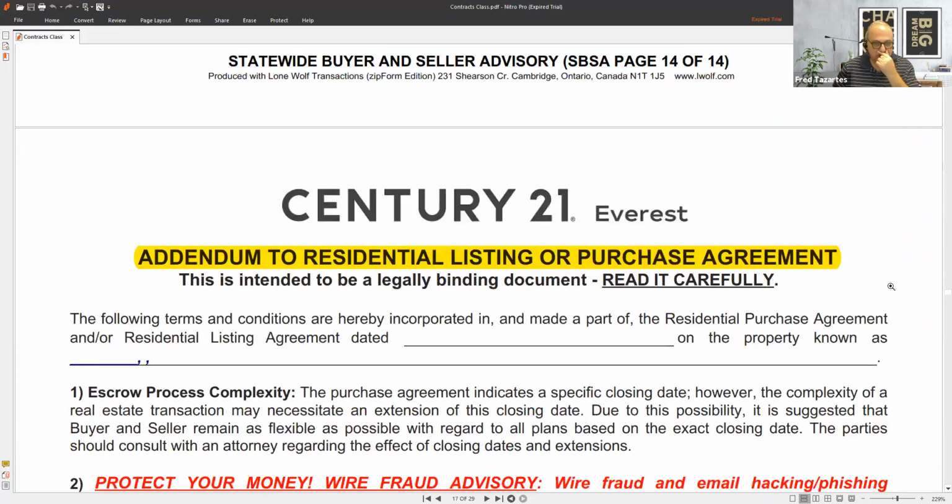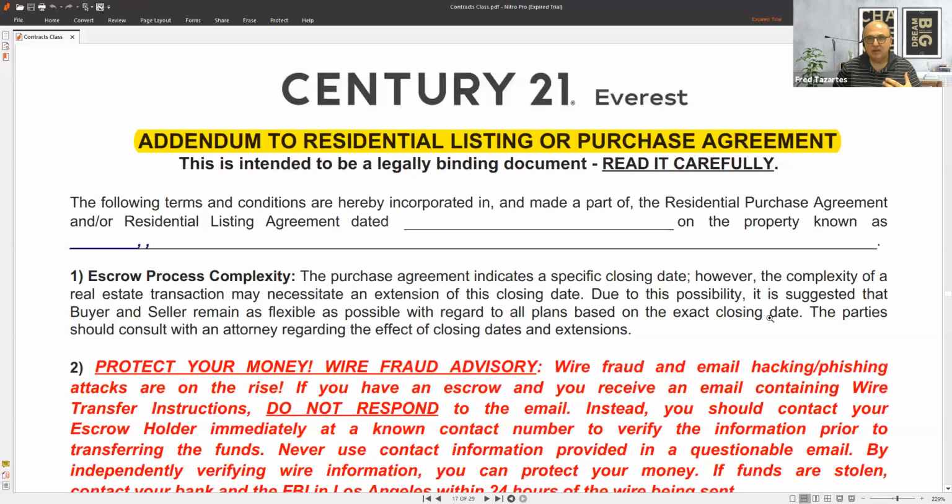The Century 21 Everest Addendum. This addendum serves 3 functions. One, it is actually a disclosure, and it has some local disclosures specific to our area. It is also a business advisory saying these are the businesses we deal with. And it also states there is a processing fee of $3.95 for handling and record keeping. So it does a few things.